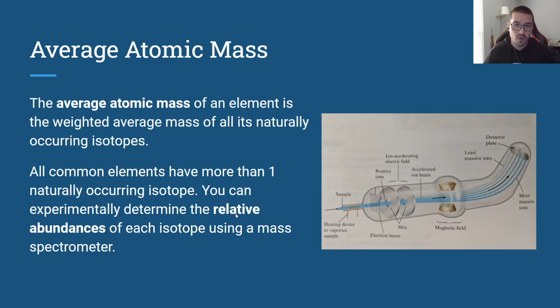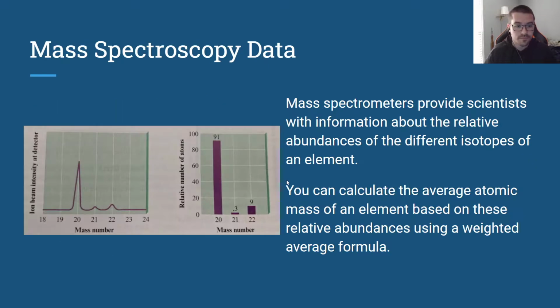That's a term that you're going to want to write down and remember. Relative abundances. These are the percentages of each isotope, right? So an isotope that's more common is going to have a higher relative abundance than another isotope would. This is the type of data that you get from a machine like that. You get big peaks wherever you have lots of an isotope.